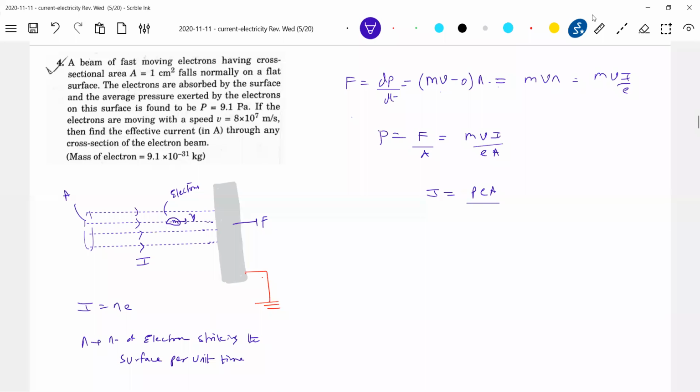e is the charge of the electron, no? How do you define current? Rate of flow of charge. That is only the charge, no sir, n into e, number of electrons into the charge of electron. n is the number of electrons striking per second. That is correct, no? What is it asking now? Find the effective current, no? I is equal to P e A by m b.